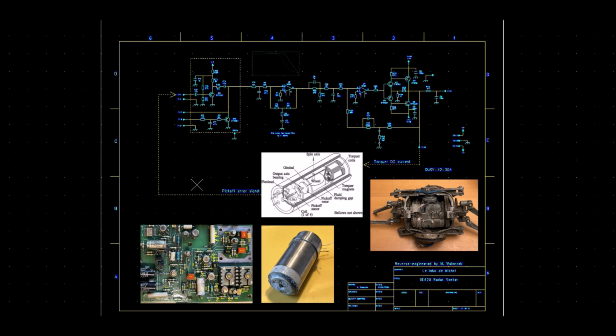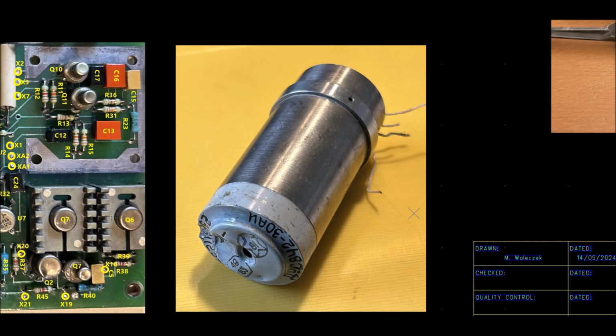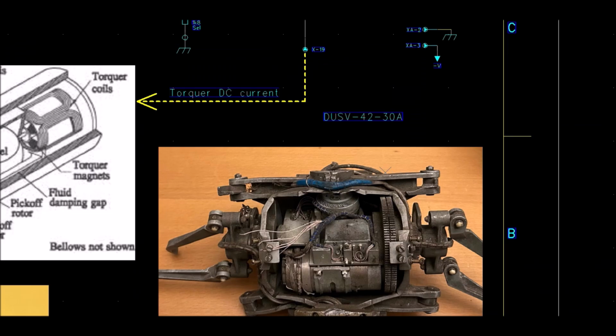The pick-off error signal is fed to the input of this amplifier, and the output DC voltage here is fed to the torquer coils. Okay, we can see an image here of this rate gyro. The reference of the gyro is DUSV4230A. 30 means that the maximum range is 30 degrees per second.